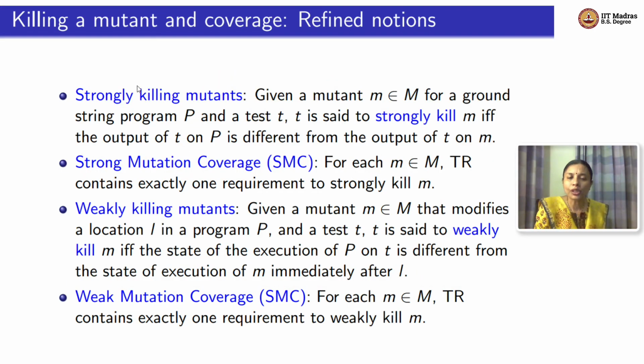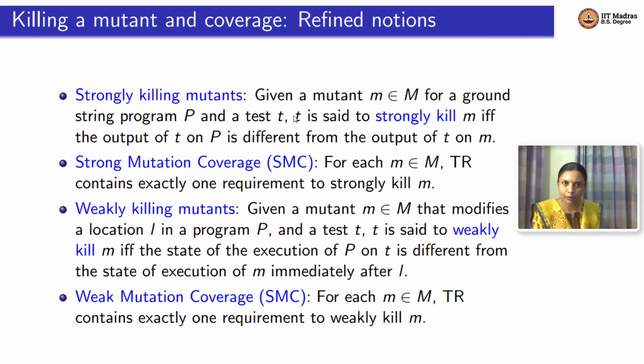So we say a mutant is strongly killed if I am able to write a test case that distinguishes the output of the ground string from the output of the mutant. Is this clear? It's the same notion of killing that we saw earlier. Now we are calling it strong killing.